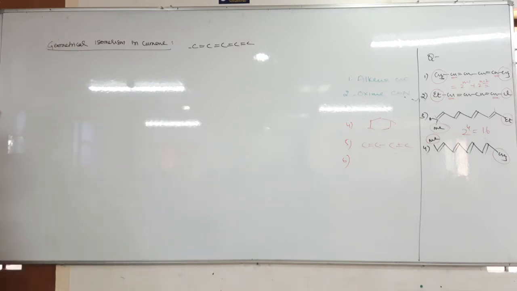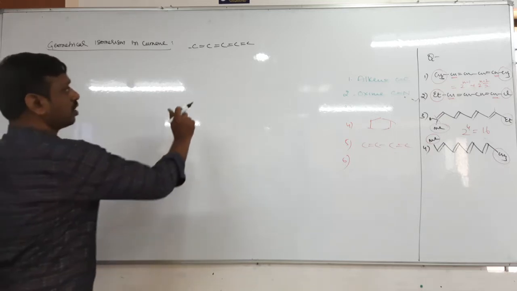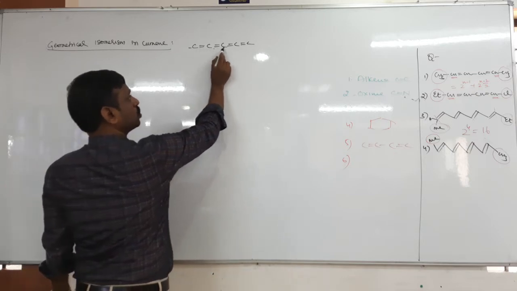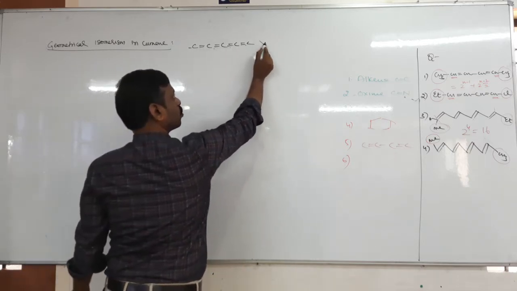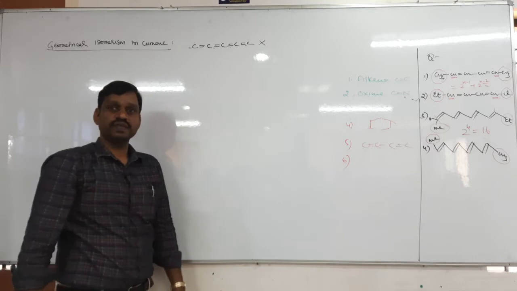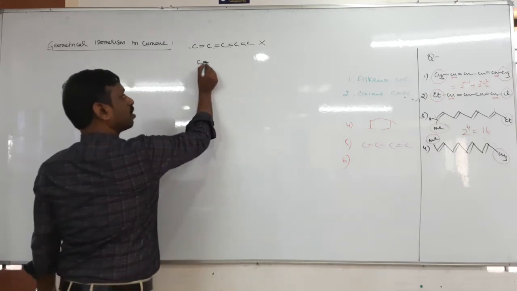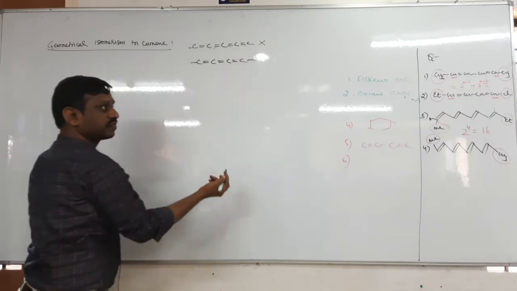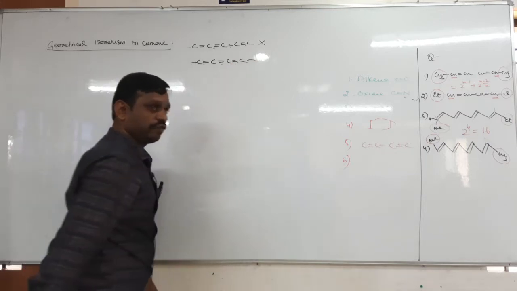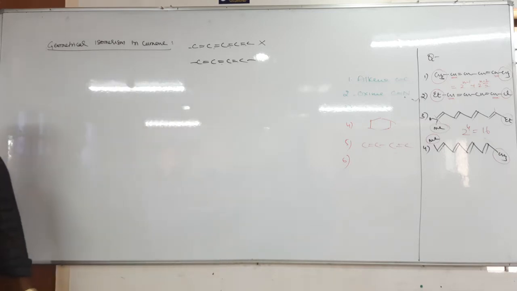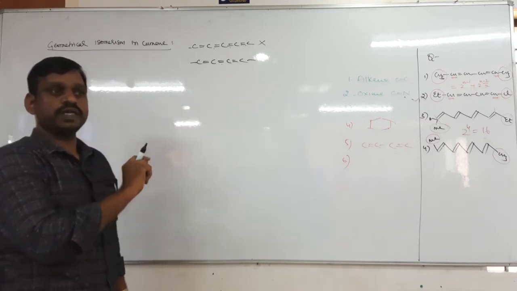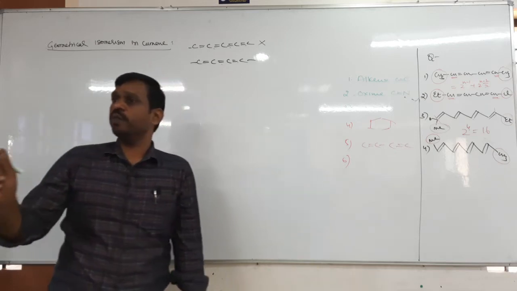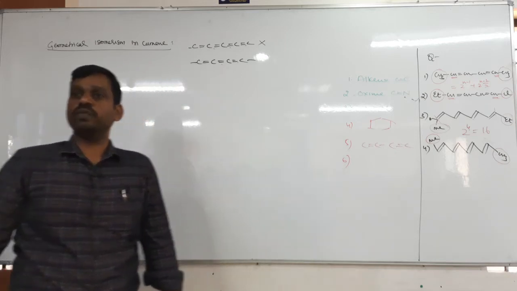Right, see, listen here, cumulenes can exhibit geometrical isomerism. Again there is a condition. The condition is that cumulenes containing an even number of double bonds, like 1, 2, 3, 4, do not exhibit geometrical isomerism. Cumulenes containing an odd number of double bonds, 1, 2, 3, can exhibit it. Therefore a cumulene with an even number of double bonds does not exhibit geometrical isomerism, but a cumulene with an odd number of double bonds can.